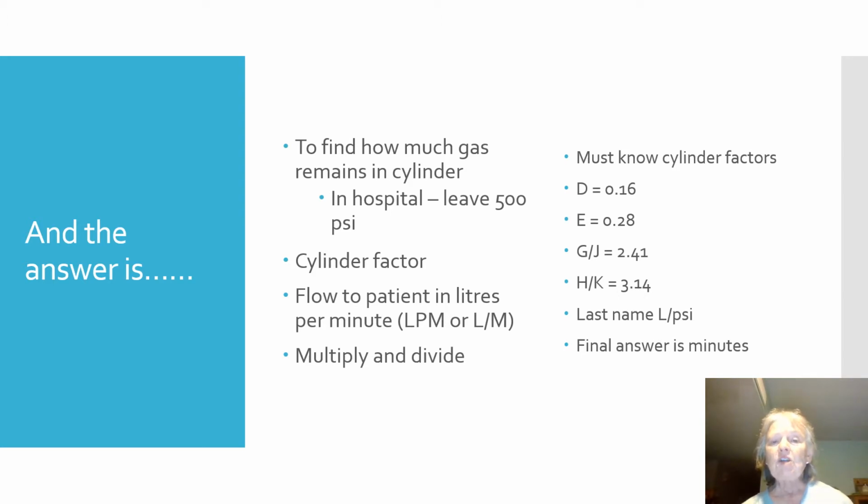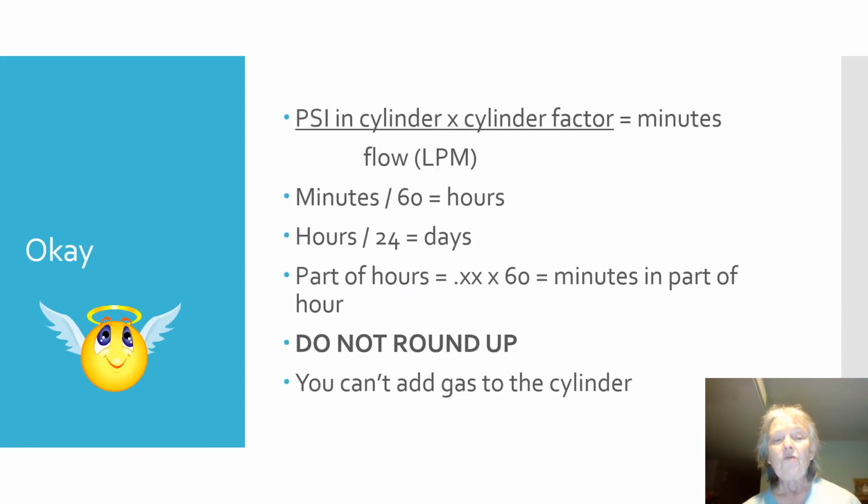So to find how much gas remains in the cylinder, like I said, you're going to take 500 away from how much psi is in that cylinder. You're going to take your cylinder factor and then the flow, and you're going to multiply and divide. So the formula basically is psi in the cylinder times the cylinder factor divided by the flow equals minutes. If you come up with anything over 60 minutes, now you can turn this into hours. And how do we do this? We take the minutes, which is your initial answer, divided by 60. That gives you hours.